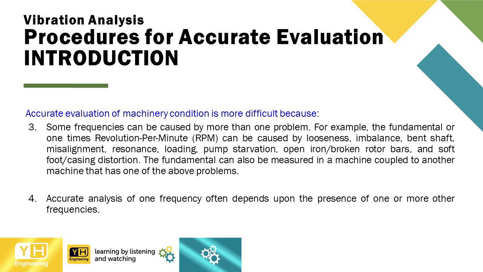For example, the fundamental or 1 times revolution per minute, or RPM, can be caused by looseness, imbalance, bent shaft, misalignment, resonance, loading, pump starvation, open iron or broken rotor bars, and soft foot or casing distortion. The fundamental can also be measured in a machine coupled to another machine that has one of the above problems. Number 4, accurate analysis of one frequency often depends upon the presence of one or more other frequencies.